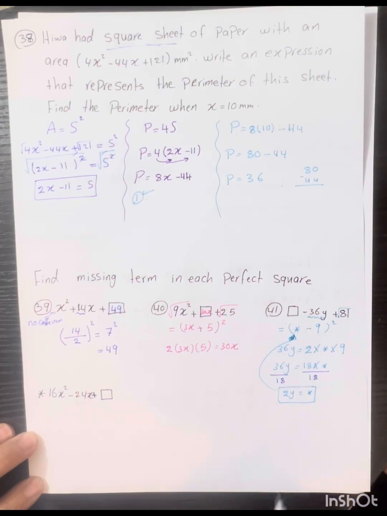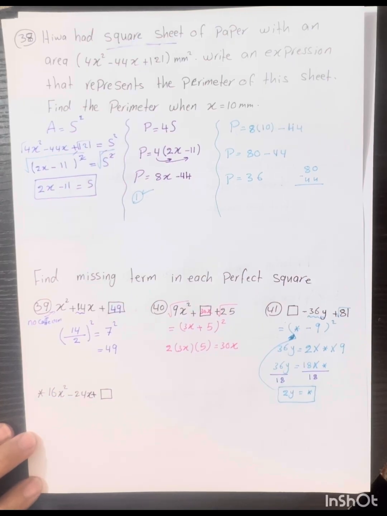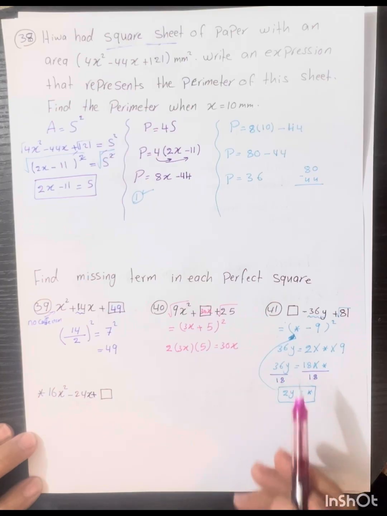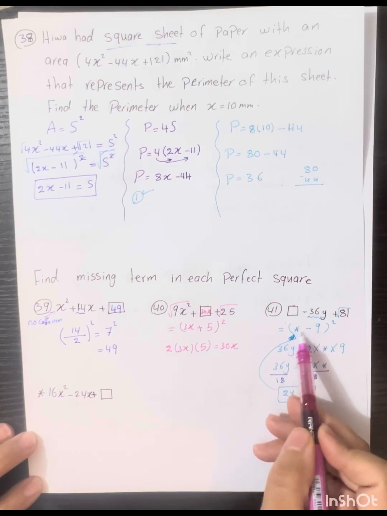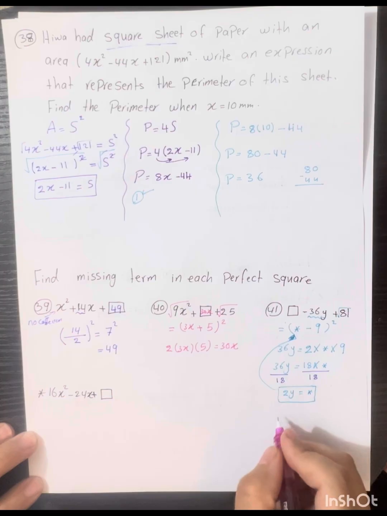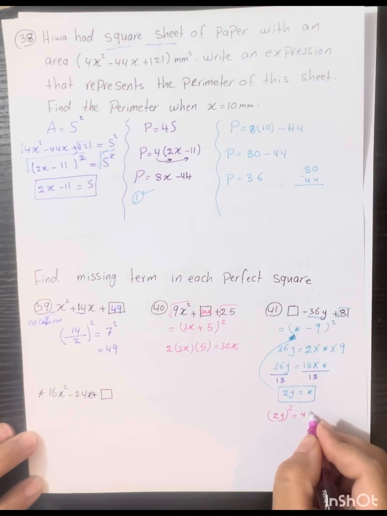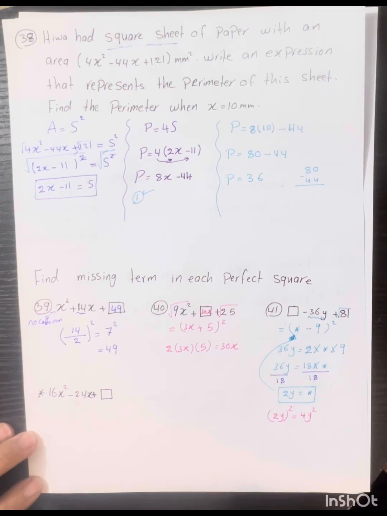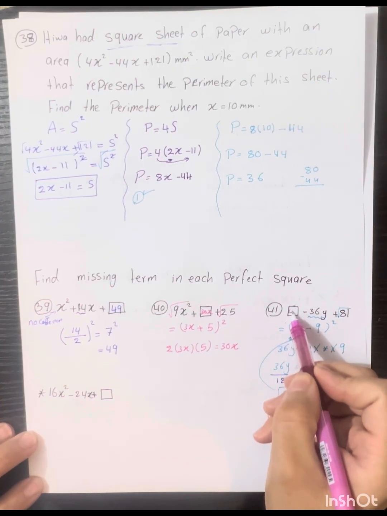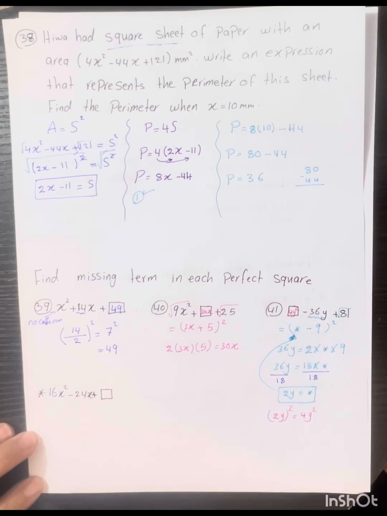Okay, to find the missing term outside the bracket, as you know, when we open the binomial, we need to square the first term. So 2y all power of 2 will be 4y squared. Then the missing term is 4y squared.